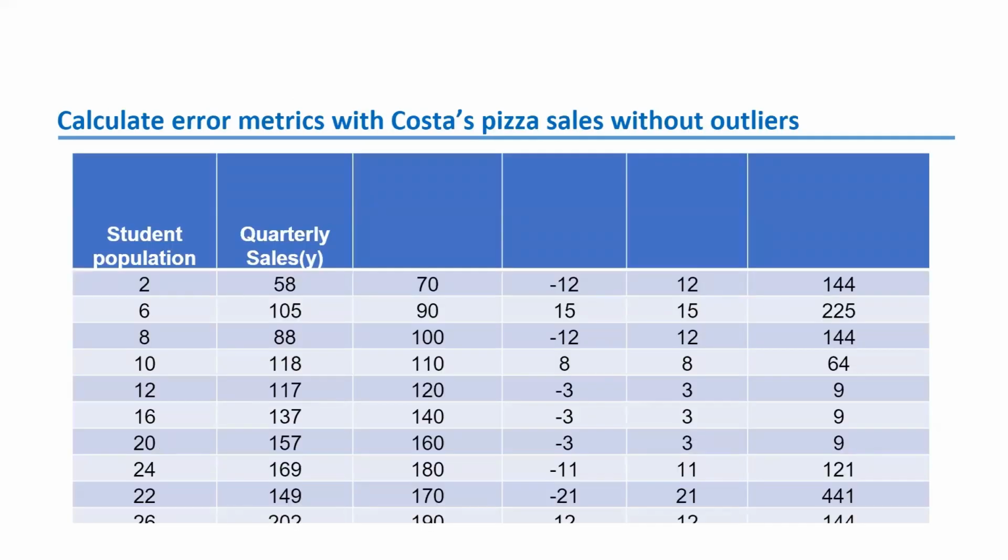Now, with Costa Pizza's sales, you can see the student population of 2, 6, 8, 10, 12, and so on. And you have the quarterly sales, which is 58, 105, and 88 and 118 and so on, right? So this is what you have observed, and this is what we have predicted, that it is going to be 70 and 90 and 100 and 100 or 110 and so on. So now the difference between your observed and the predicted value is going to be minus 12, right?